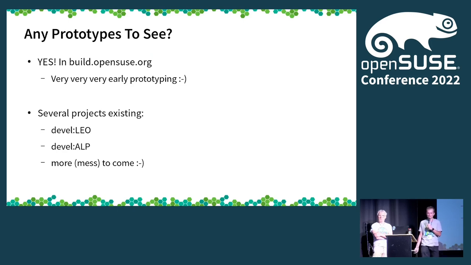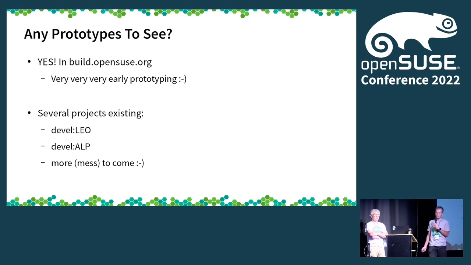You can find several projects in the build service. The probably most relevant is devel:leo. Yes, the naming is possibly confusing. Even ALP is not a final name. It's just a code name of the development effort. So devel:leo contains a snapshot of a subset of openSUSE Factory, which acts as base. We also have devel:alp, which is used as a testbed for Git-based workflows.